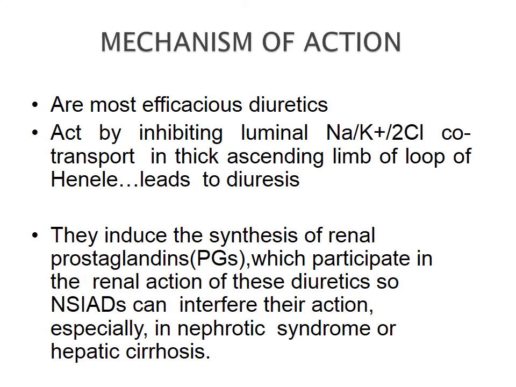Now, mechanism of action: they are the most efficacious diuretics. So they are the first line diuretics if we have to give. They inhibit the luminal sodium potassium 2 chloride cotransporter, which is usually present at the thick ascending loop, that is that segment of the nephron. They induce the synthesis of renal prostaglandins, which participate in the renal action of these diuretics. So NSAIDs can interfere with it, especially in nephrotic syndrome or hepatic cirrhosis.